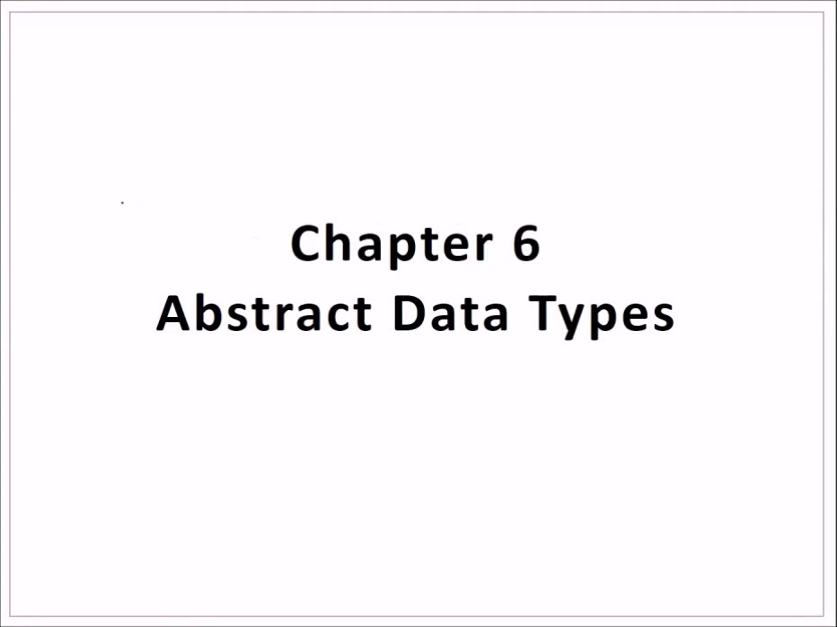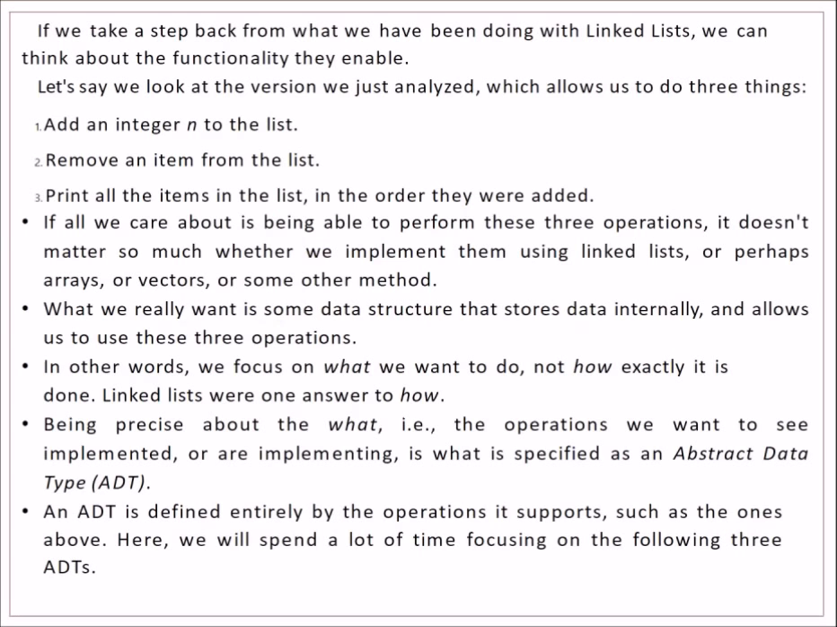Now let us talk about abstract data types. If we look back, what we have been doing with this linked list is adding an integer n to that list, removing an item from that list, or printing all the items in the list, that is, traversing.